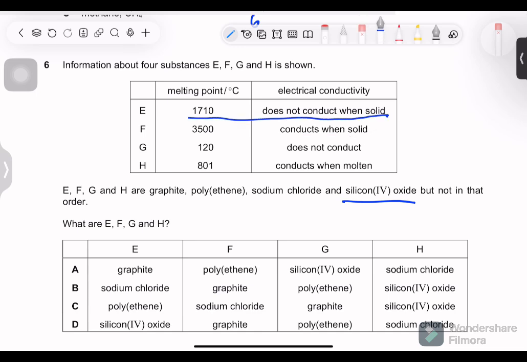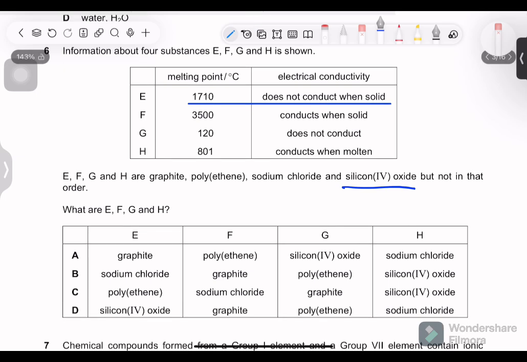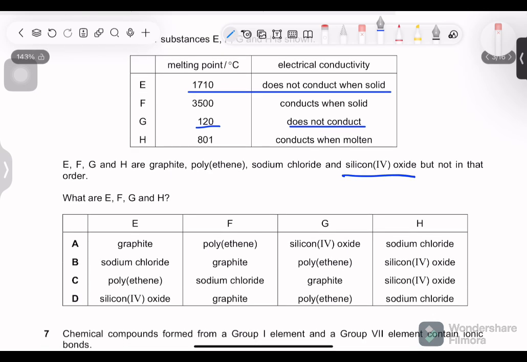This can be silicon oxide because the melting point is high enough, above 1000, and it does not conduct electricity when it's solid, potentially. And if you look at F or G, the melting point is 120 and it does not conduct electricity at all. Let's move on further. 801 is the melting point and it conducts when molten. So this should be ionic bonding and a pretty high melting point, so NaCl.